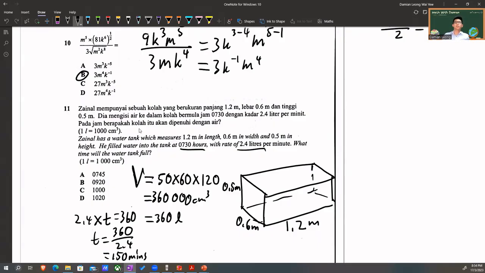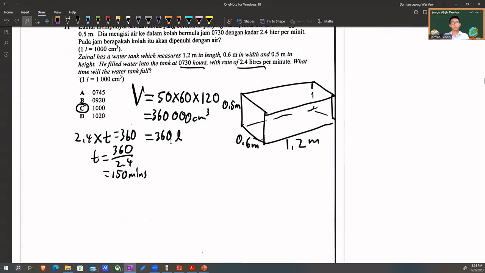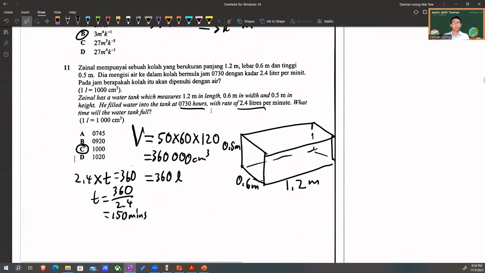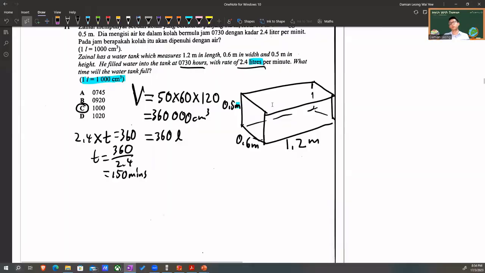150 minutes after 7:30. 150 minutes means 2 hours and 30 minutes. So 2 hours, 30 minutes after 7:30 is 10 o'clock. So answer would be C. That's how it works here. So make sure you put the correct units. Okay, you cannot leave it in meters because later I have to compare with cm cube. It's hard to convert meter cube to cm cube lah. So I prefer not to do that.